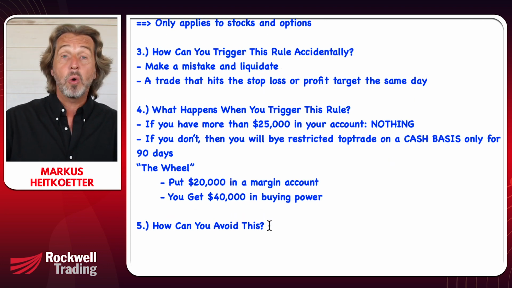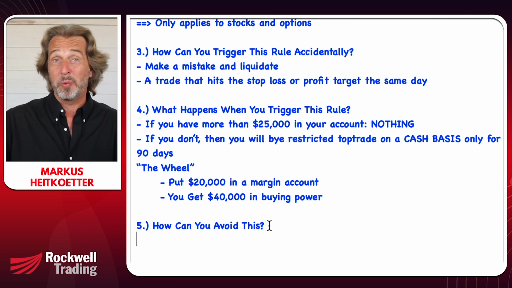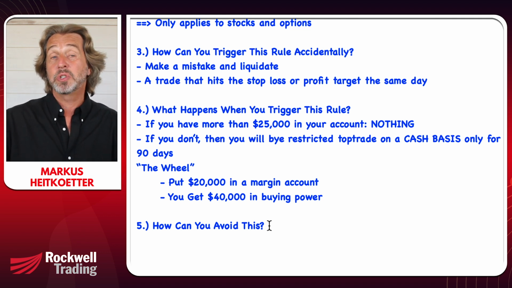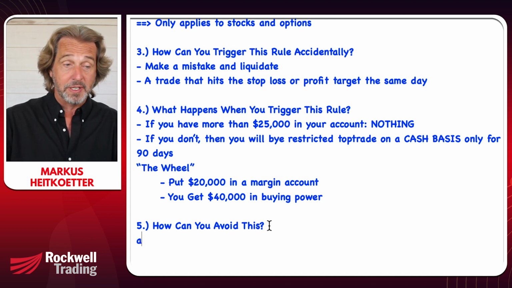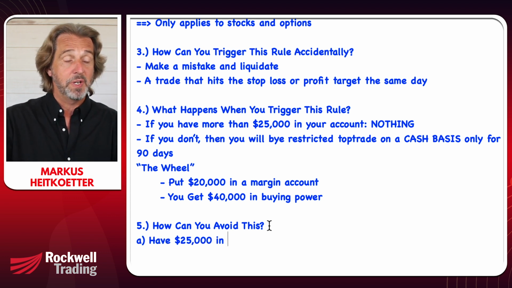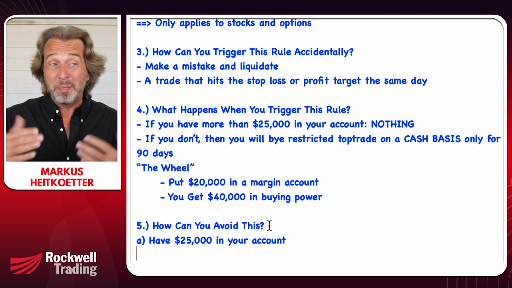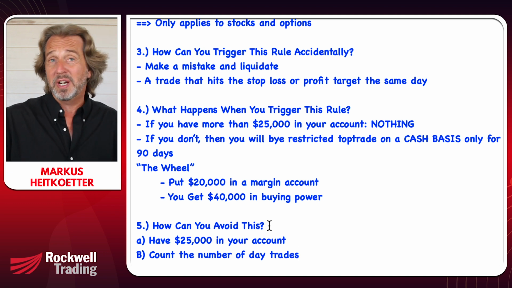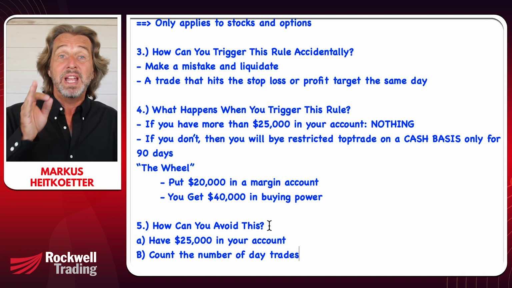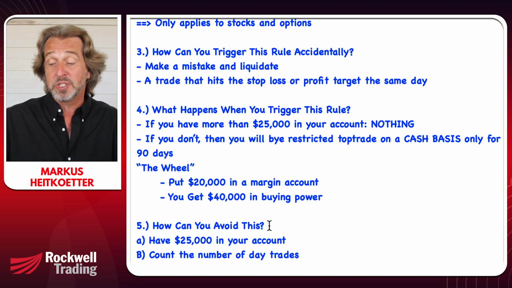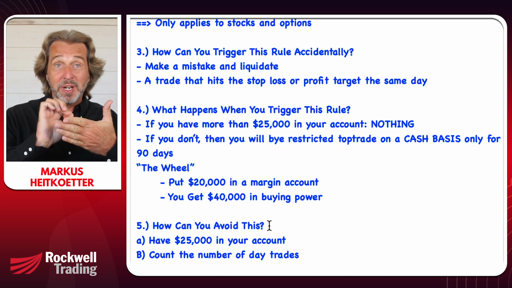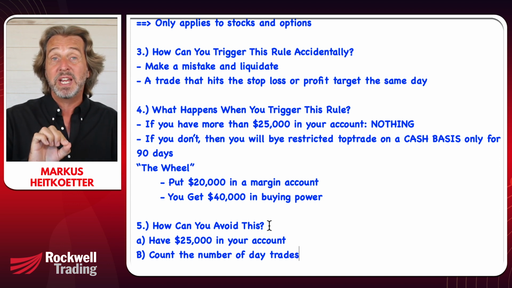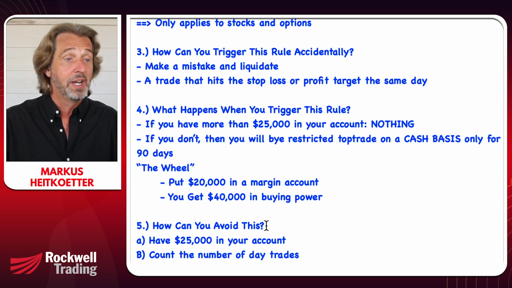Now the question is, how can you avoid this? Well, I want to give you 3 very specific actions. Obviously, number 1, have $25,000 in your account. If you have $25,000 in an account, then no worries. But if you don't, number 2, make sure that you count the number of day trades. Leave a sticky note. Count the number of day trades that you do, even if it is accidental, as we just talked about. So just write down a date on a sticky note for when you had a day trade, so that you entered and exited a trade in the same day.